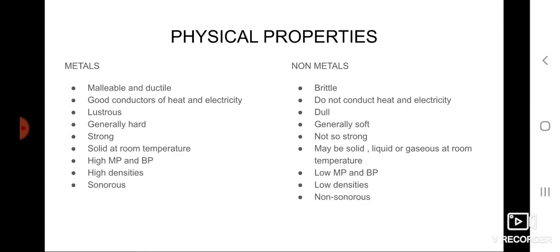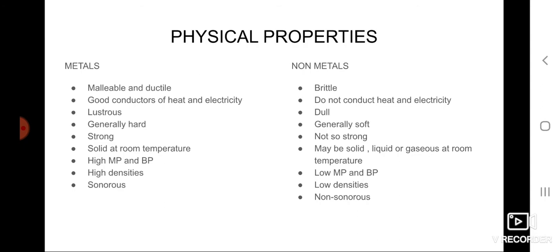Non-metals have comparatively low melting points and boiling points, except diamond, which is a non-metal having a high melting point and boiling point. Non-metals have low densities, that is, non-metals are light substances. Non-metals are non-sonorous. They do not produce sound when hit with an object.